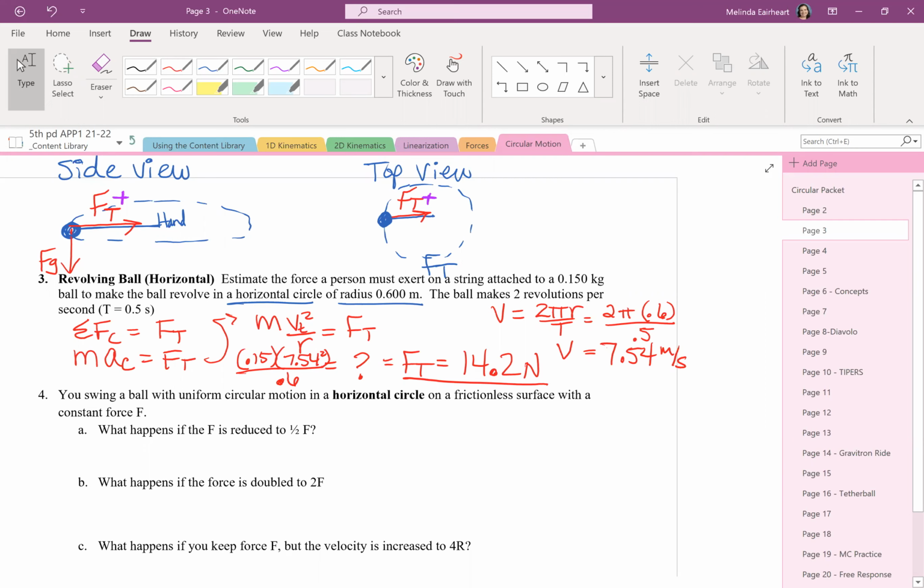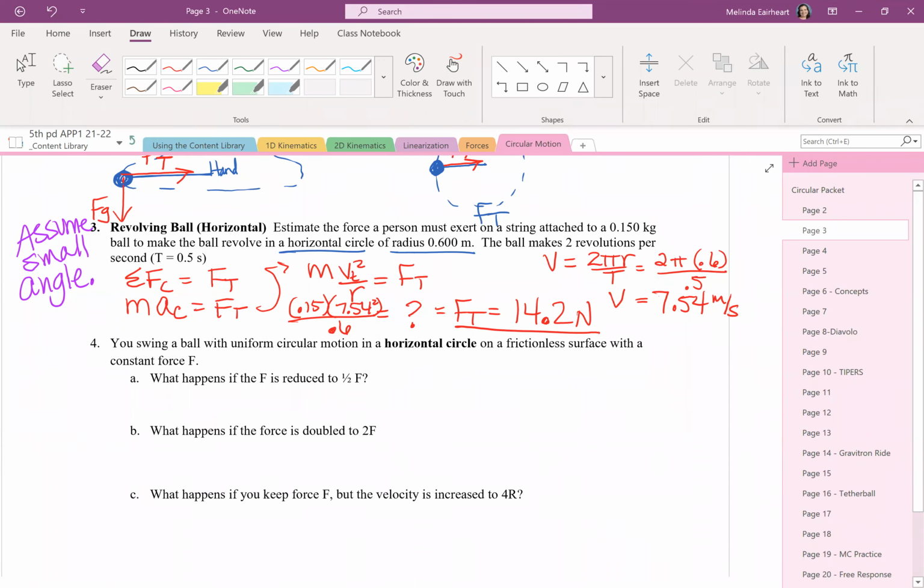And if AP uses that verbiage, small angle, and they don't give you the angle, then you're doing small angle approximation. You're just assuming you don't have to consider components.